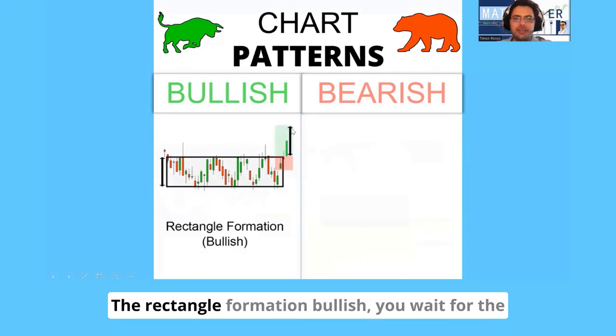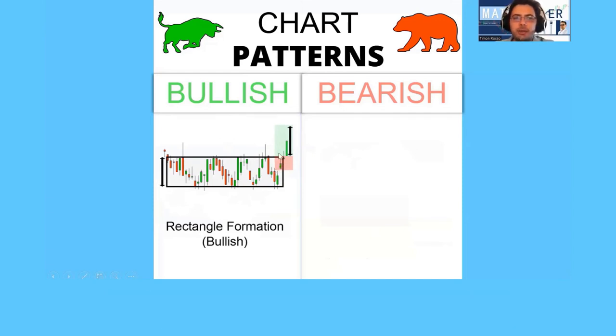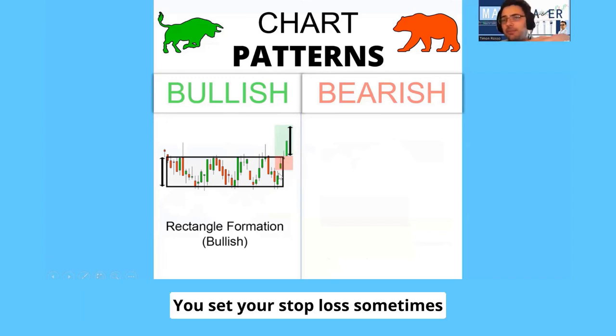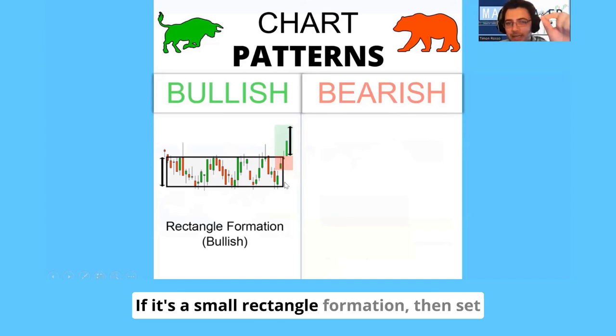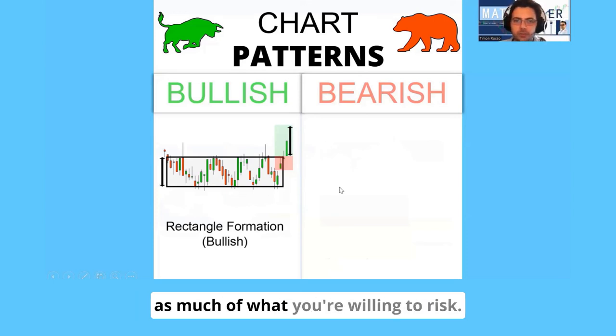The rectangle formation, bullish. You wait for the price to form in a rectangle formation. The price breaks above the resistance where you get in. You set your stop loss, sometimes 50% of the rectangle formation. If it's a small rectangle formation, then set your stop loss below the entire formation, but make sure the take profit is twice as much of what you're willing to risk.